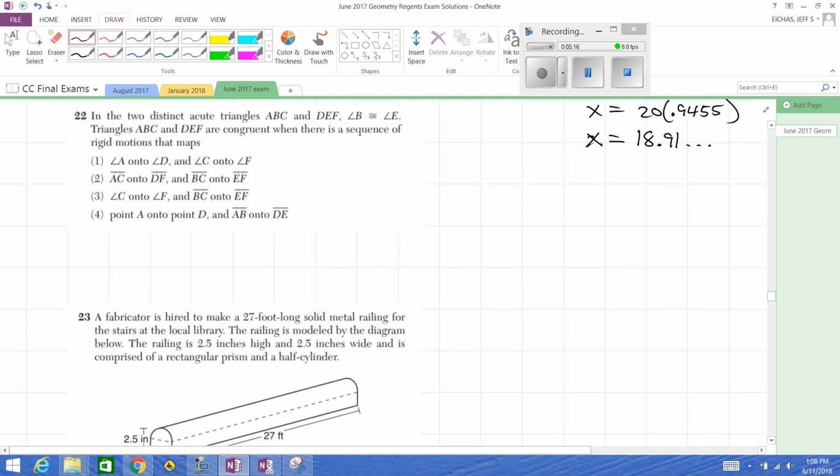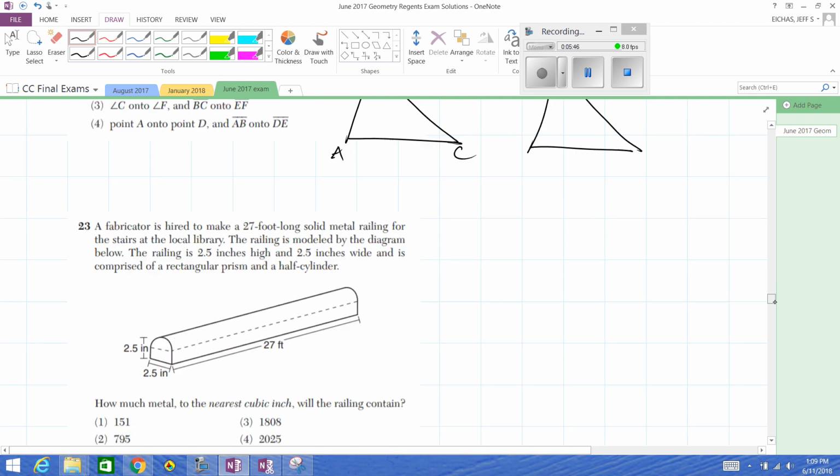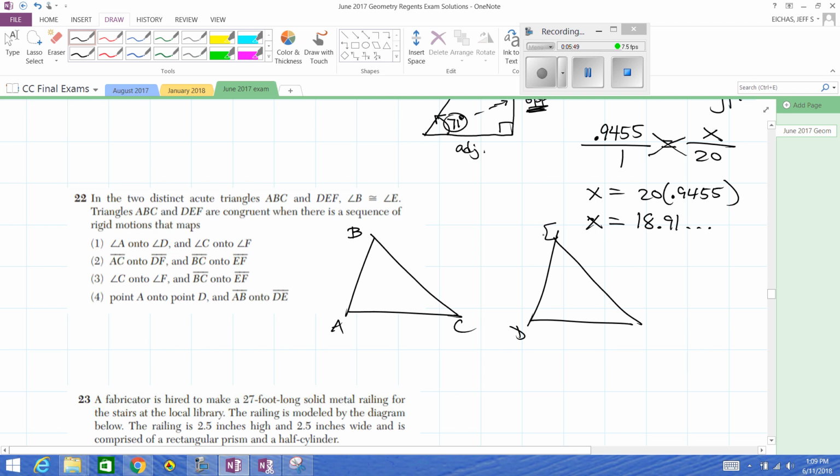Okay. In two distinct acute triangles, when there's a sequence, okay. So let's do this. This is ABC. This is DEF. We're already told that those are the same.